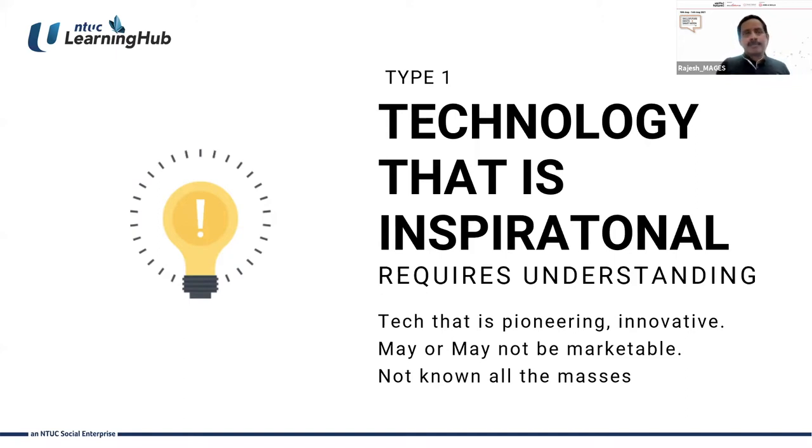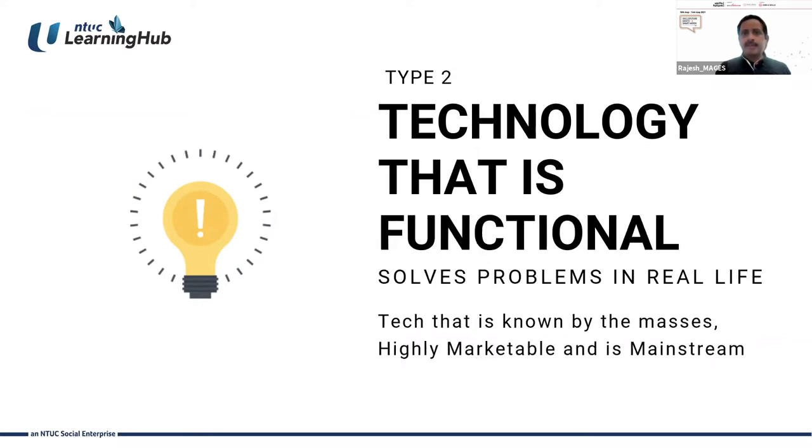So the first type we look for is technology that is inspirational. You look at AI, machine learning, data science, AR, VR. Everything started a journey 6-7 years back, and people were pushed to try this technology. It's inspiring, with examples like, wow, look at this. That's type one. And the second type is technology that is functional.